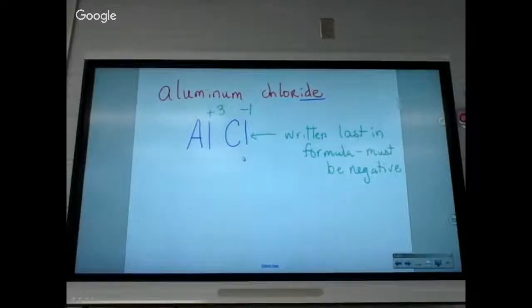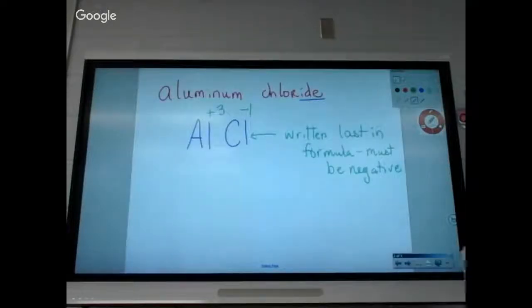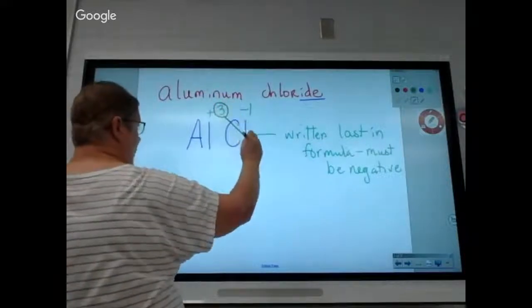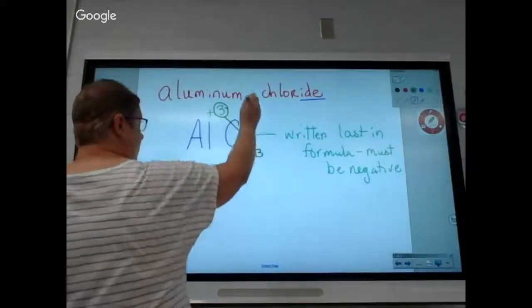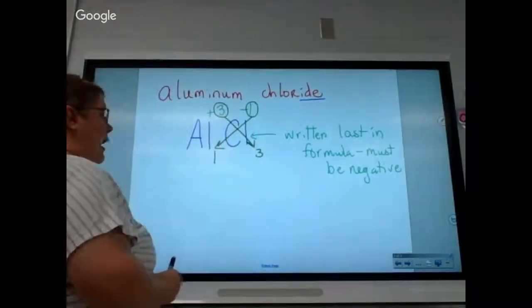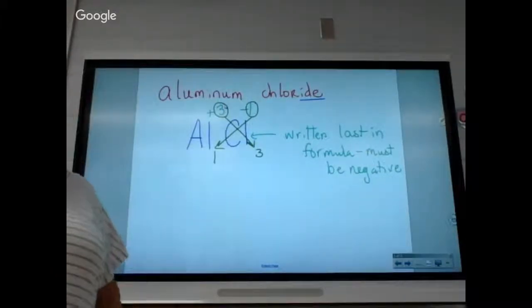Questions? Now, step 3. We're going to crisscross the oxidation number only, not the sign. The signs are only to tell you who's first and who's last. So the only numbers we're crisscrossing are the 3 and the 1. I'm going to take this 3 and bring it down here, and take this 1 and bring it down here. I'm not crisscrossing the pluses and the minuses. For all practical purposes, I can erase those. I'm only moving the 3 and the 1.